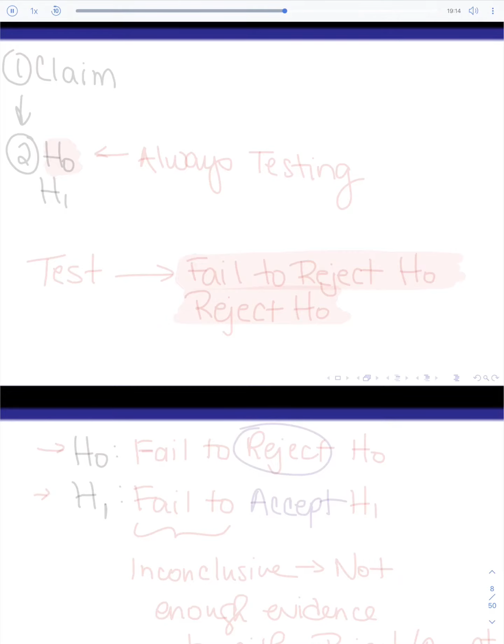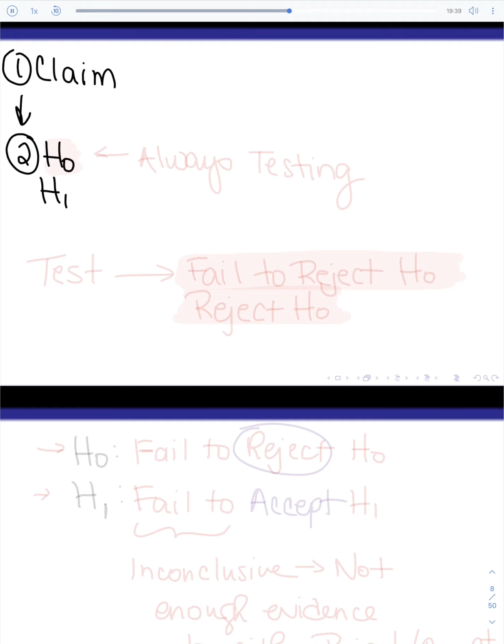Next, let's talk about what we're actually going to do after we come up with this H1 and H naught, our null and alternative hypothesis. So let's talk about this. The first thing that we do is we come up with our claim. Then we come up with our H naught and our H1.